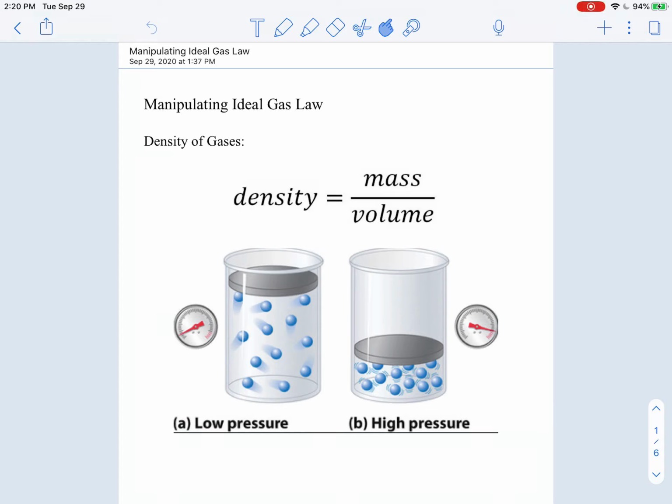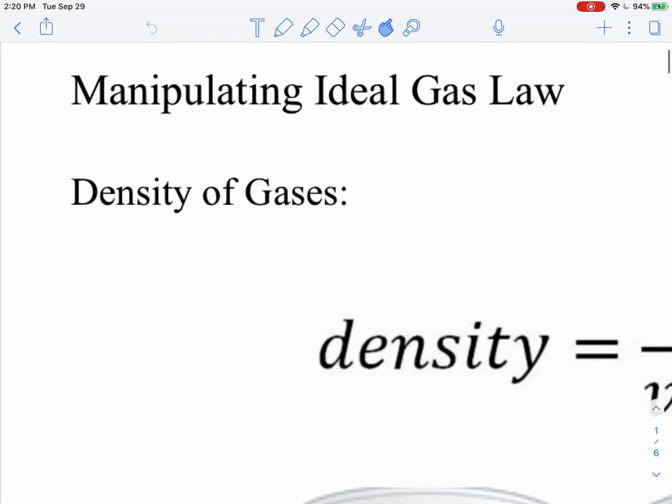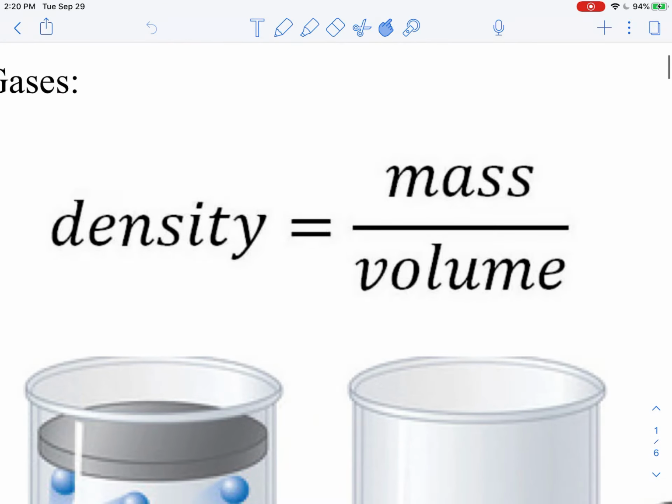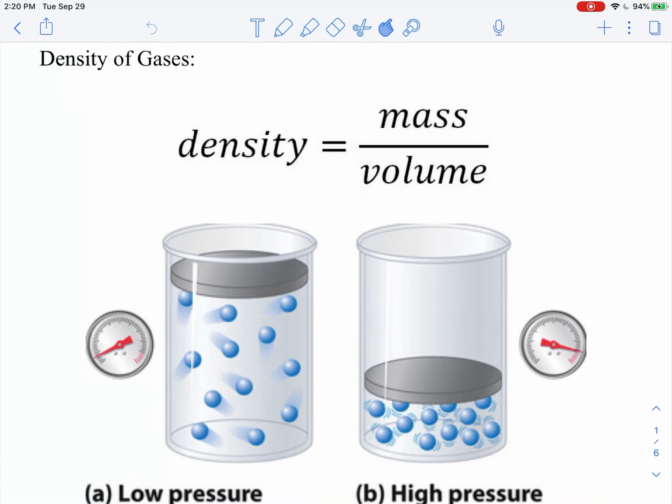Hey there! So today we're going to go a little bit further beyond the ideal gas law, and we're going to begin to manipulate the ideal gas law to suit our whims. We are going to manipulate it so that we can get a couple of other different factors out of the ideal gas law. The first of which that we are going to be looking at is the density of the different gases. Now remember, density is mass divided by volume. You've known that probably since junior high.